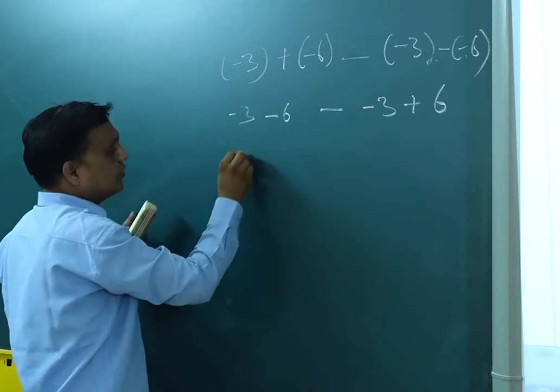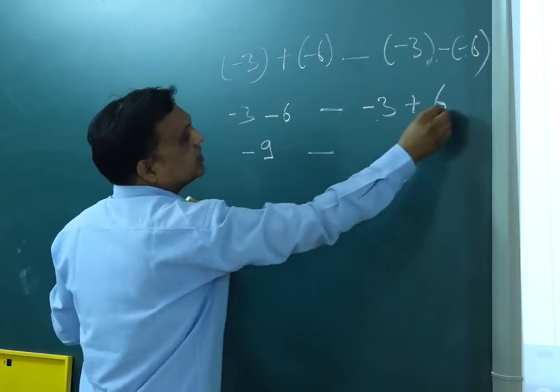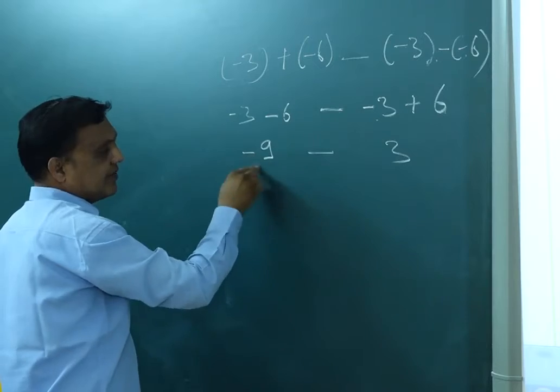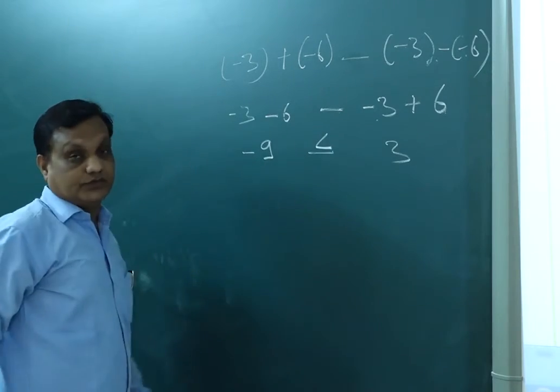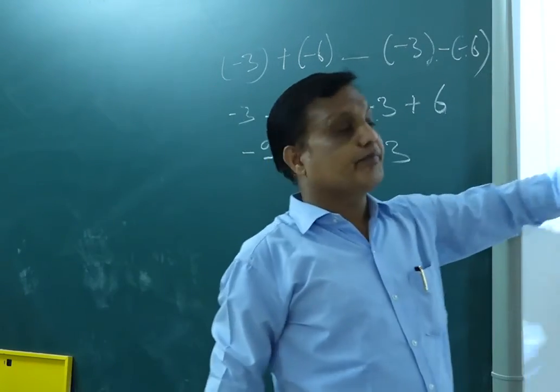6. Now this is what? Minus 9, and this is what? Plus 3. Which one is the greater, minus 9 or 3? 3 is the greater. So that's why here the greater sign came. Next question.